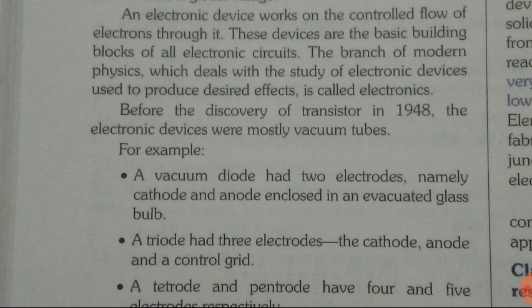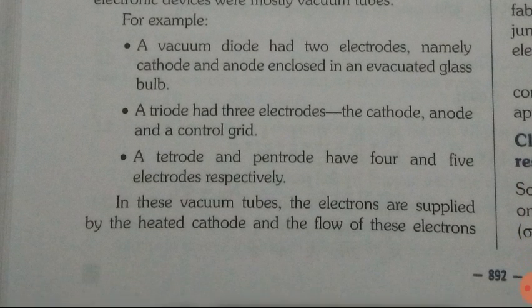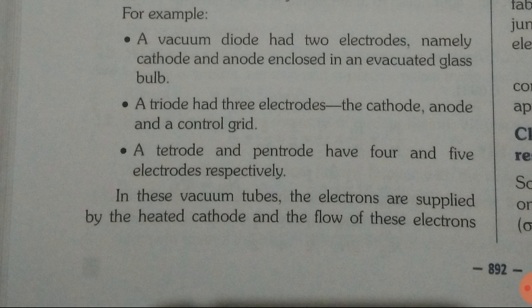Before the discovery of the transistor in 1948, the electronic devices were mostly vacuum tubes. Some examples are given here. A vacuum diode had two electrodes, namely cathode and anode, enclosed in an evacuated glass bulb. A triode had three electrodes: cathode, anode, and a control grid. A tetrode and pentode have 4 and 5 electrodes respectively.